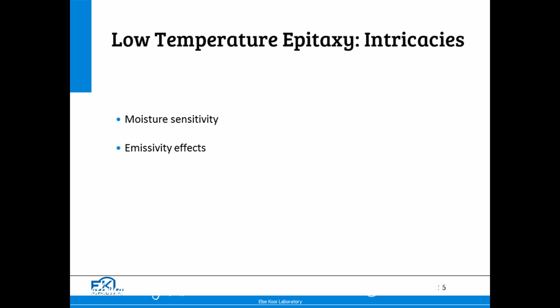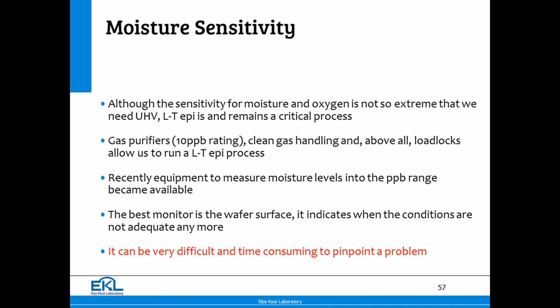Intricacies. I call them intricacies. Why? Because the dictionary says, what are intricacies? Difficult to understand because of the complicated nature of things. Well, that very much describes the moisture sensitivity and the emissivity effect. Moisture sensitivity. Why I did not tell you why suddenly an existing reactor was doing so well in low temperature epi.